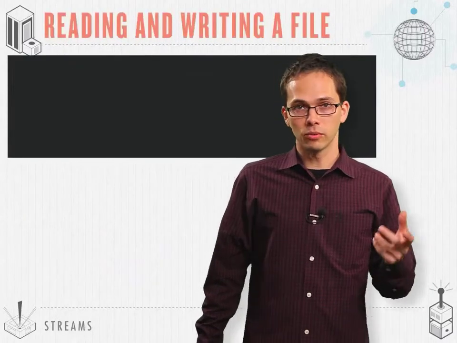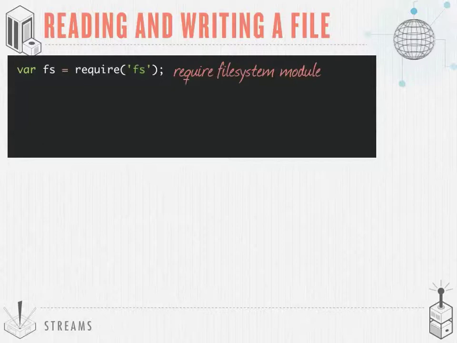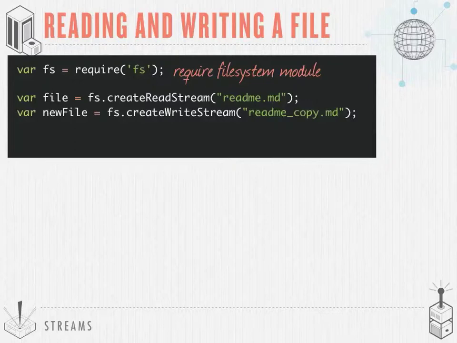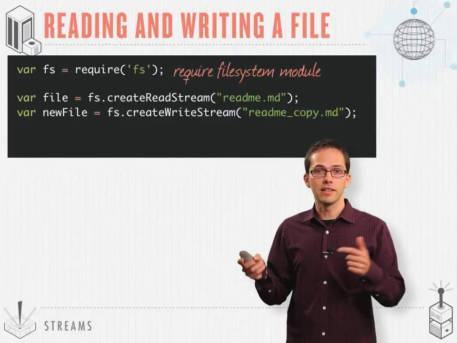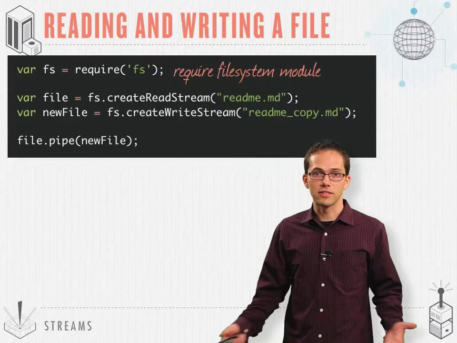Let's go over another example of streaming. This time, let's read a file from our hard drive and write a file back. So in this case, we require the file system module. We call the createReadStream function, passing in the file we want to read. That returns us a read stream, obviously. And then we're going to create a new write stream for the file we want to write to, which returns a write stream, obviously. All we have to do to read from one and write to the other is simply do file.pipe(newFile). That's all there is to it.